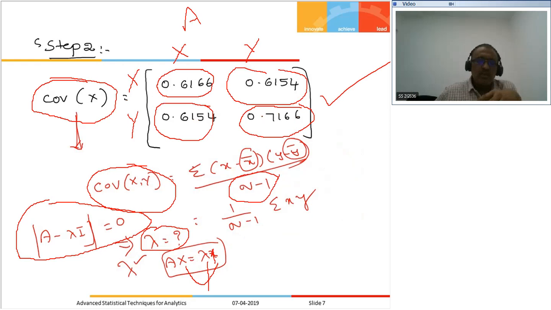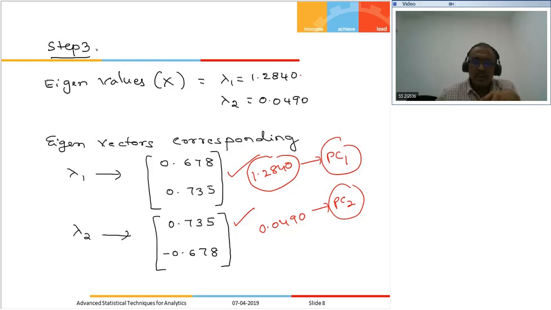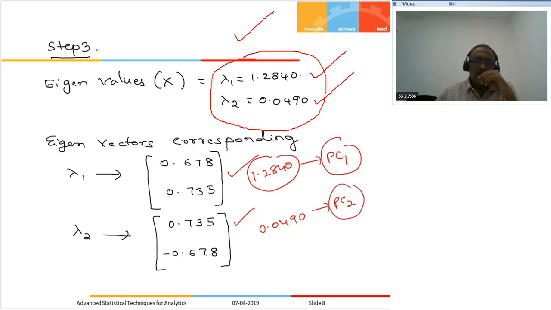So once we have the matrix A, we try to find eigenvalues as well as eigenvectors. These are the eigenvalues. Lambda 1 and lambda 2 are the corresponding eigenvalues. Then for each eigenvalue, we have to find the corresponding eigenvector. So this is the eigenvector corresponding to lambda 1, and this is corresponding to lambda 2.